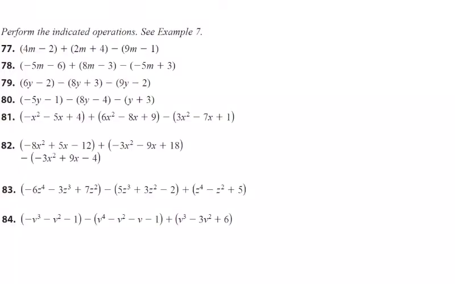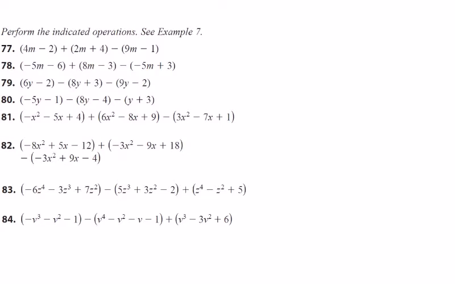All right, so next we have some problems where we're just adding or subtracting more than two polynomials at a time. So for example, number 78, here we're adding these two and then subtracting this one, right? So it really just comes down to combining like terms once again.